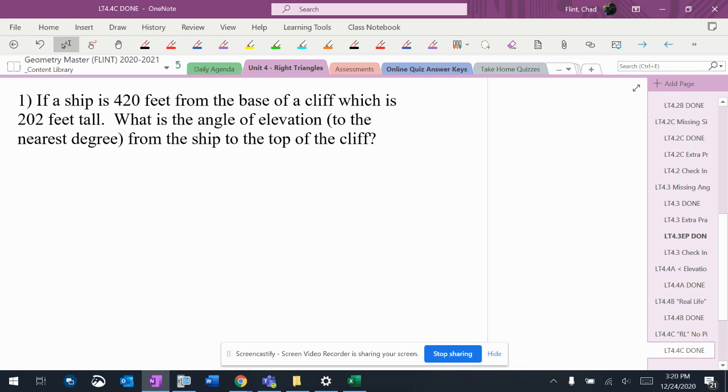So the topic and subject of these problems can run the gamut of basically anything, so we just got to be ready for it. It says a ship is 420 feet from the base of the cliff, which is 202 feet tall. What's the angle of elevation? So again, what do I got going on here?